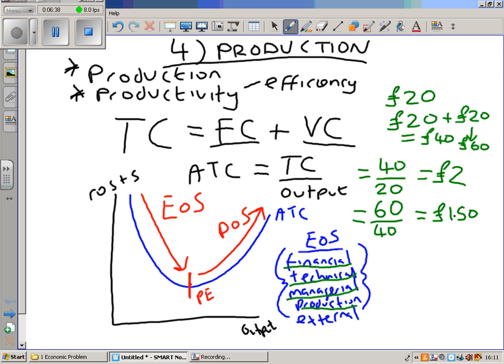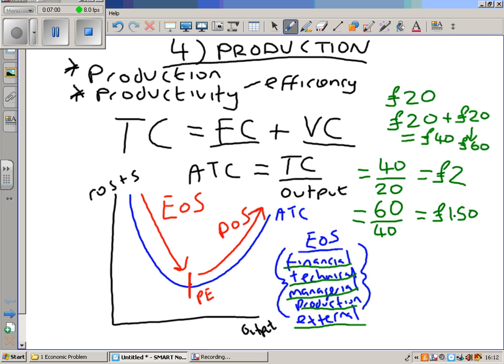Financial economies of scale. Big firm, big output, big profits, very small risk for a bank. They will lend money out to big supermarkets at a far lower interest rate than a small company due to the risk that a small firm will create. This means that big firms can access cheaper finance than small companies can.